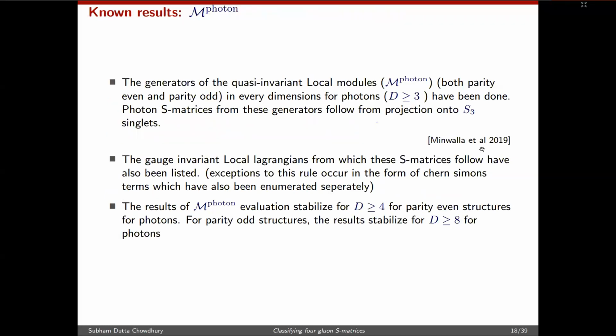A part of this program has already been done. Classification of the photon modules has already been done by us in some previous paper. What we do is completely list all the possible gauge invariant local Lagrangians that can give rise to these S matrices, including terms in lower dimensions, which include parity odd structures, very explicitly. We also list their S3 transformation properties. I'll show some examples in the next slide itself.